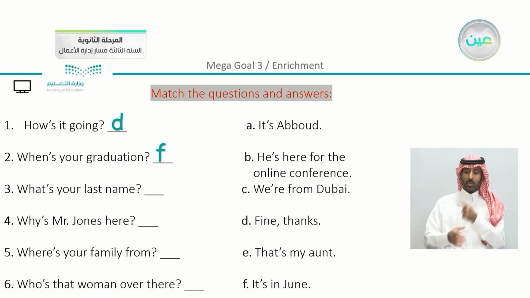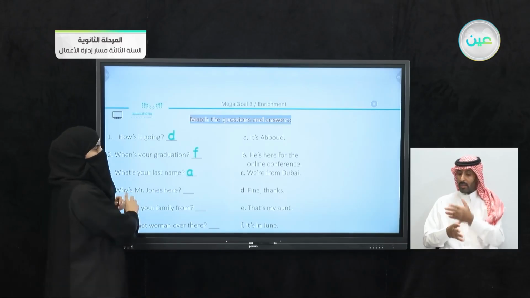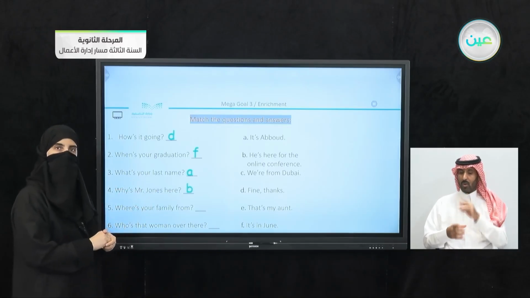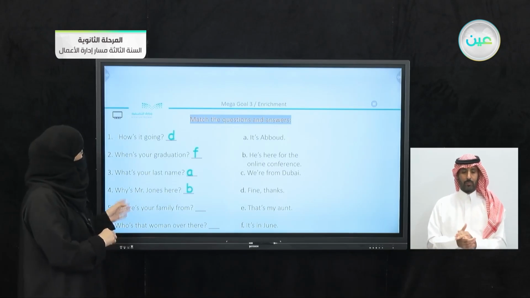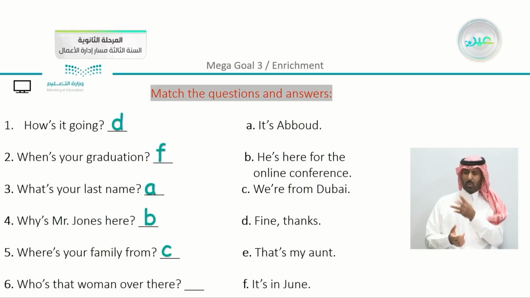What's your last name? We are asking for information, so we have A. Why is Mr. Jones here? We have an answer. We can say B, he's here for the online conference. Where is your family from? We're asking about a place, so we have C, we're from Dubai. And the last one, who's that woman over there? We're asking about a person. That's my aunt, which is A.